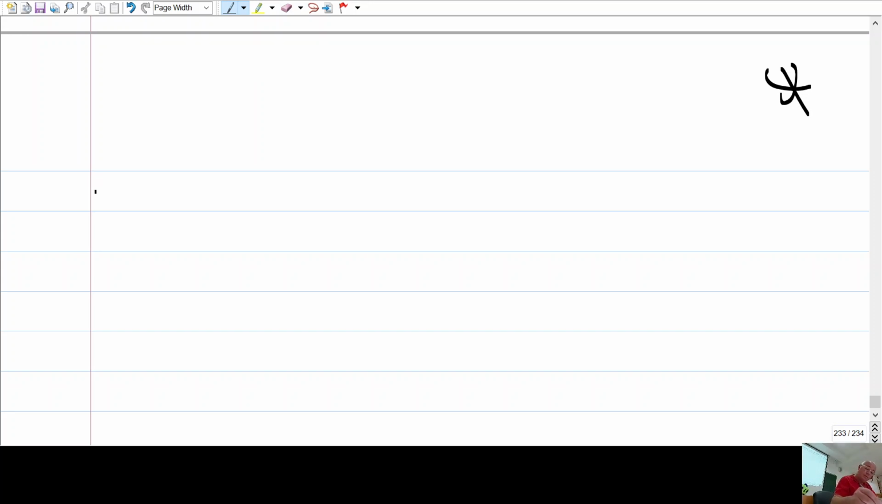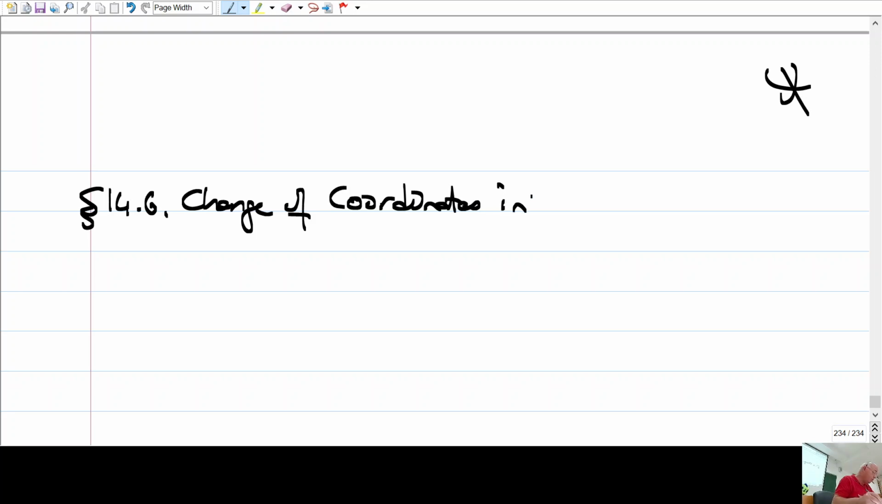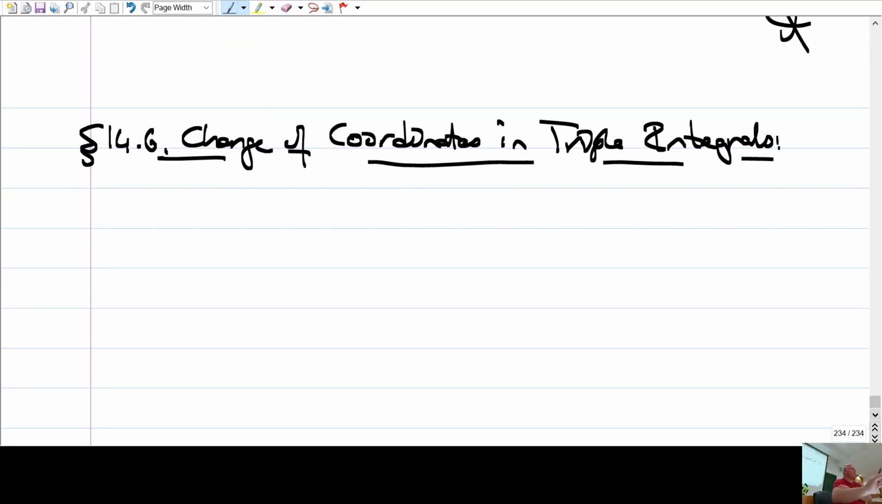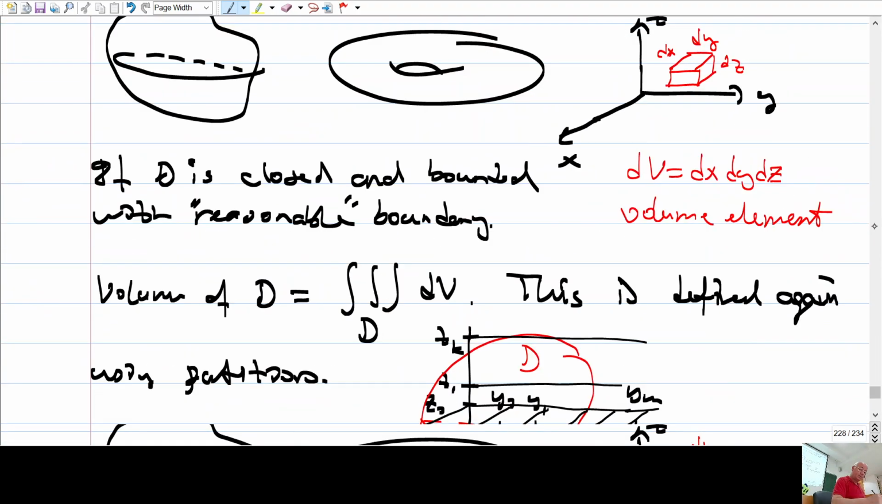Okay, Section 14.6, change of coordinates in triple integrals. So this is again something similar to what we have done in double integrals. Let me just remind you what we had done yesterday for double integrals.